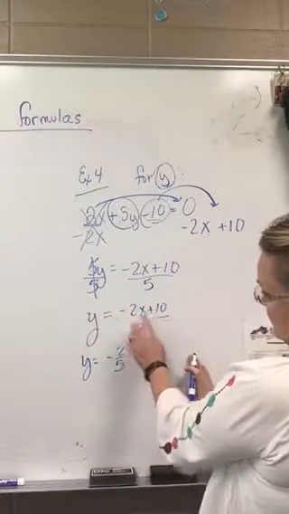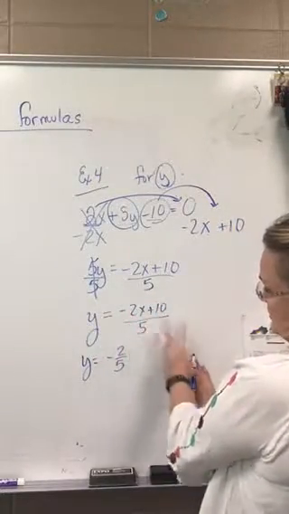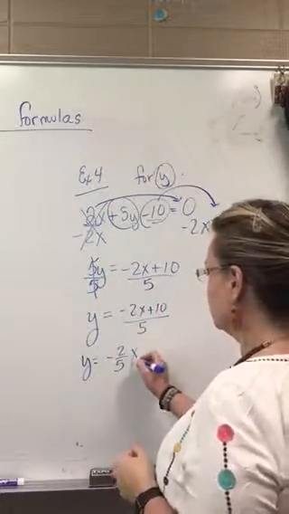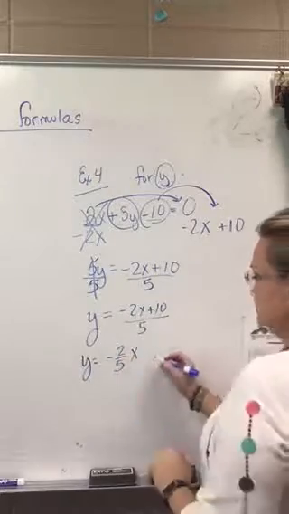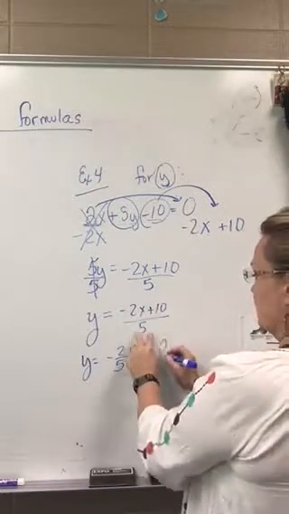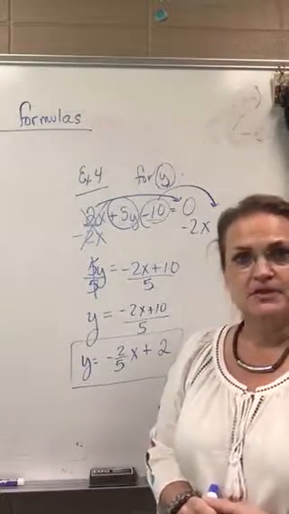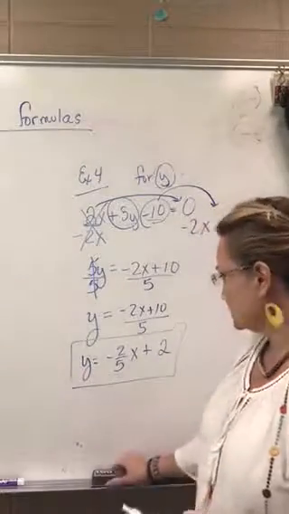This is divided by 5. There's two terms here, the negative 2x divided by 5 and the 10 is divided by 5. So pull those apart as two separate fractions. Negative 2/5 with the x and 10 divided by 5 is 2. And then that would be our preferred form. All right, I'm going to ask you to do that, to practice that.